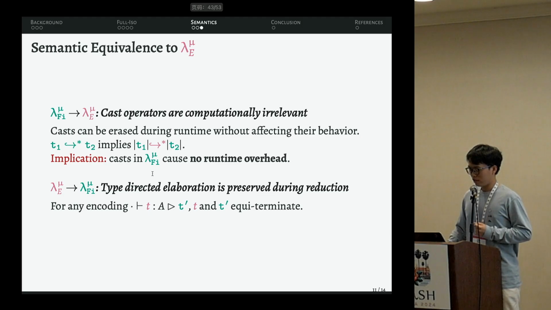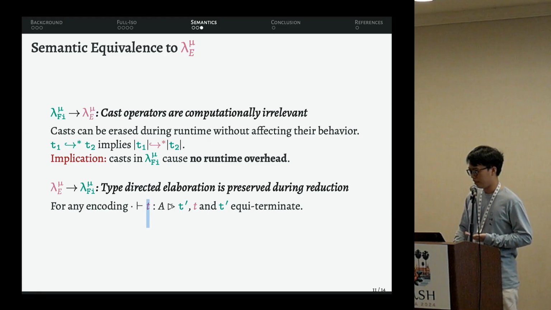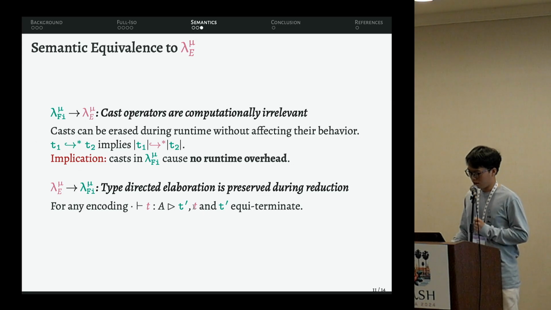And the other direction is actually also simple by induction. So the key observation is that we have this type-directed elaboration rule, so you can do encoding on it, and we can prove that for all the equi terms and the full ISO terms related by this elaboration relation, both of them have the same termination behavior.